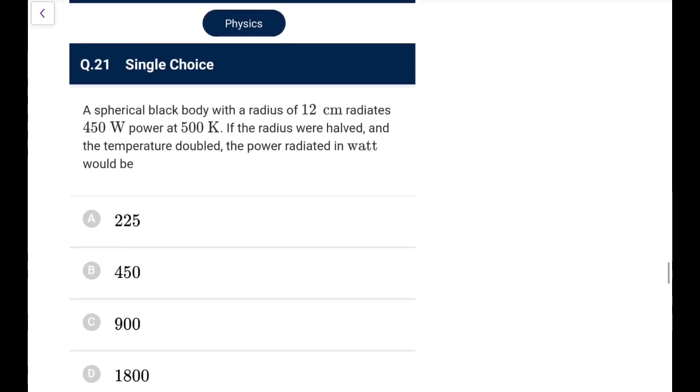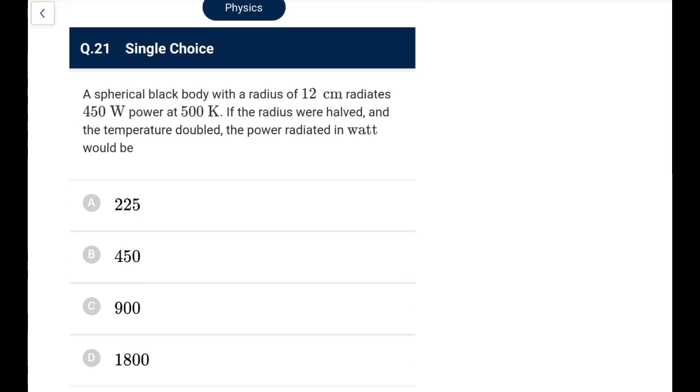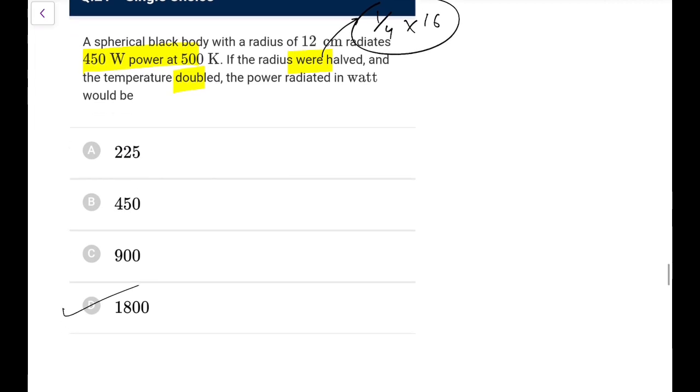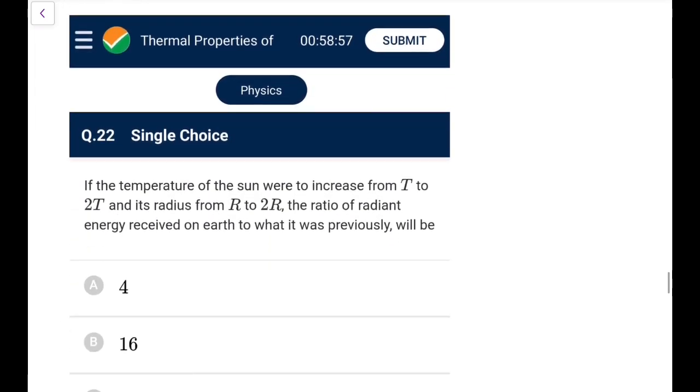A spherical black body with radius 12 cm radiates 450 watt power at 500 Kelvin. Radius is half, temperature doubled. Radius half, area becomes 1/4. Temperature doubled, it becomes 16 times. So overall it will become 4 times. 4 times 450 means 1800. Go for it. That's an easy one. You need to have just the proportionality.